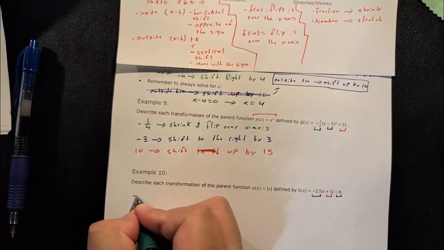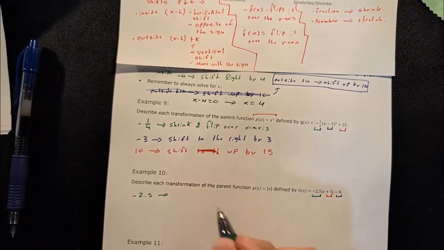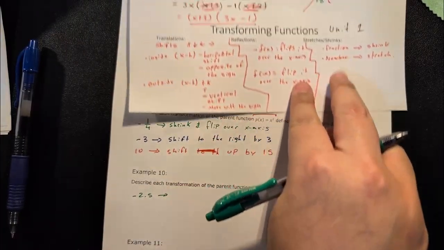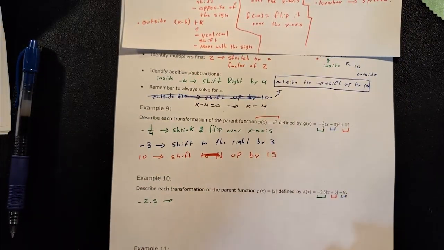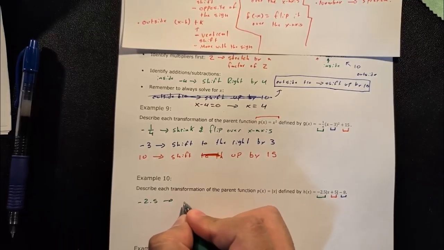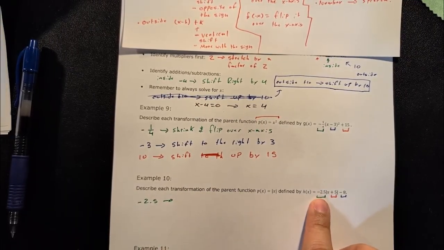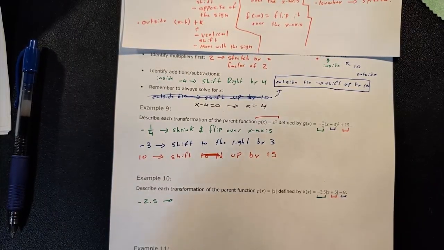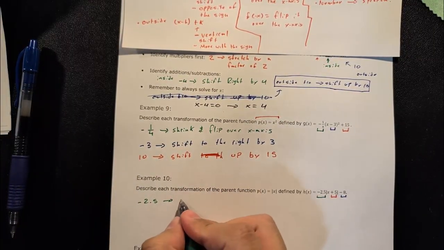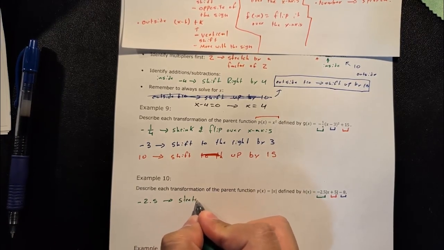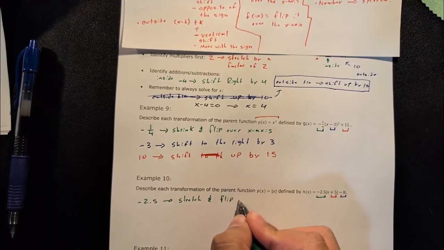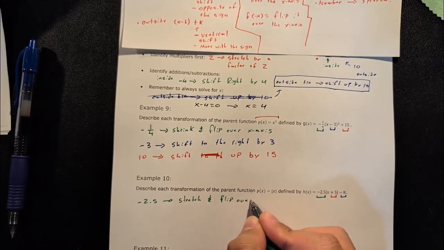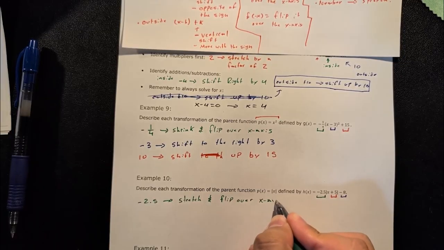So we have this negative 2.5. It is negative, so which one are we going to do? Negative flips it over the x-axis. So it's going to flip it, and then 2.5. Is that bigger than 1? Yes. So it's going to be a stretch and flip over the x-axis.